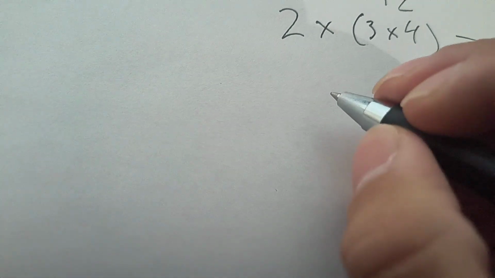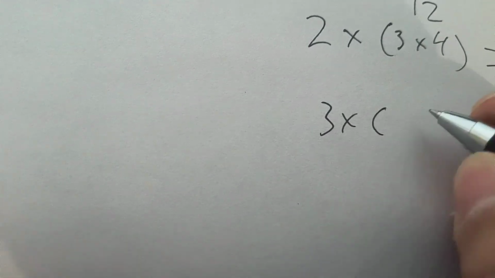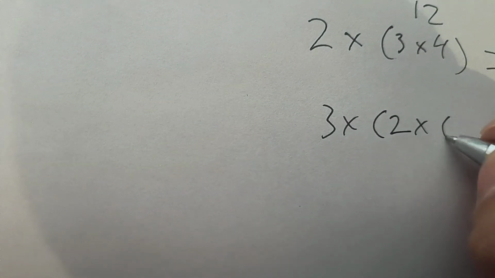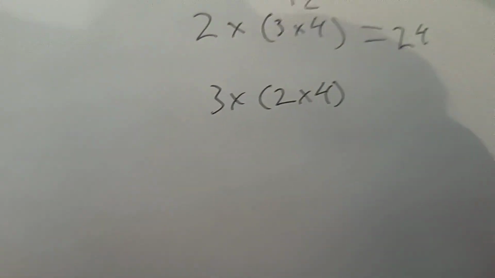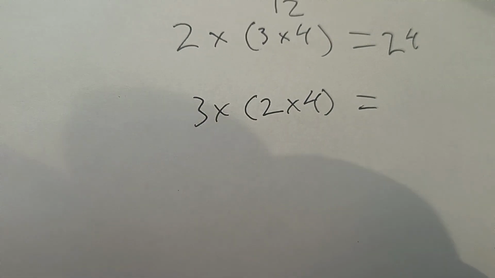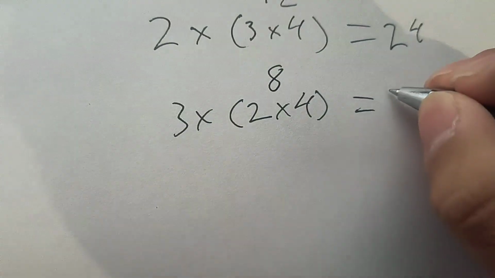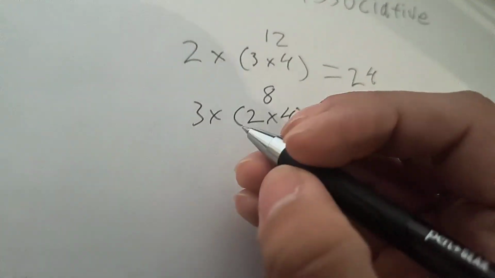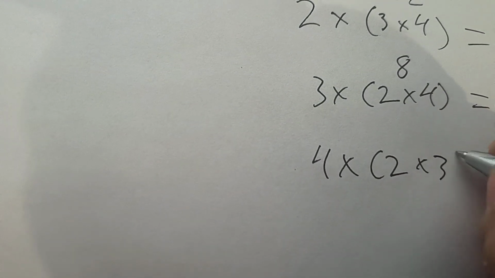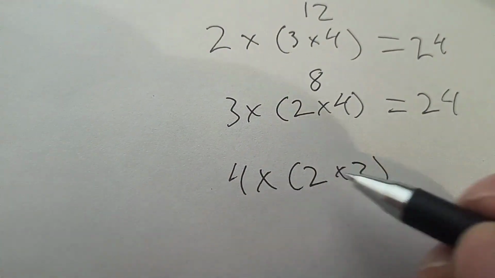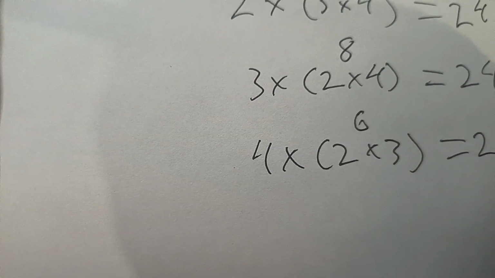Well, if I were to ask you, what is 3 times 2 times 4? Does this still equal 24? Well, let's see. 2 times 4 is 8. 3 times 8 is 24. Okay, well, what about 4 times 2 times 3? Well, let's see. 2 times 3 is 6. And then 4 times 6 is equal to 24.